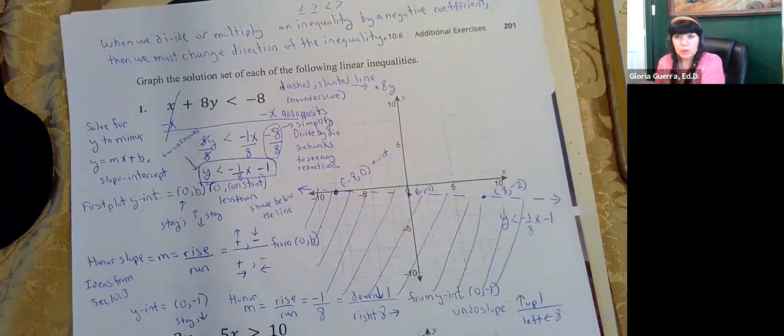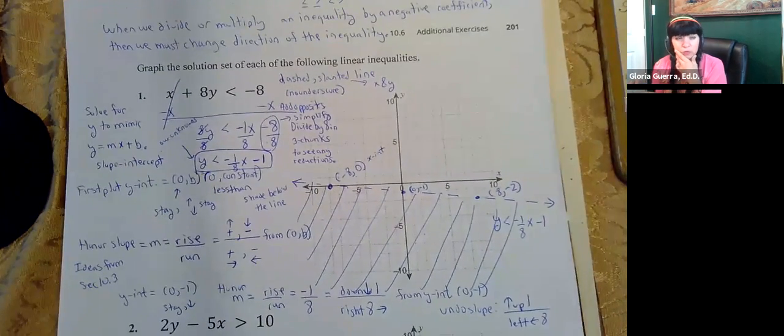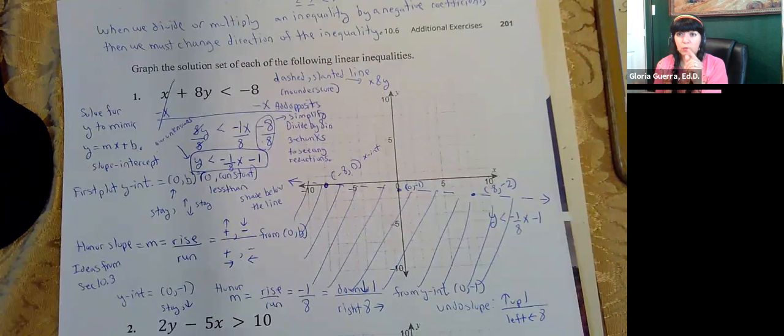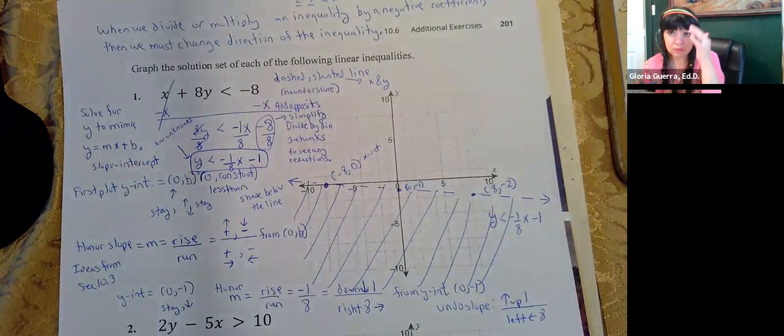Okay. And on the computer, when you do your homework, it'll have these radio buttons, radio dials, and you just choose how you're going to shade, below or above the line. It'll ask you something like that.